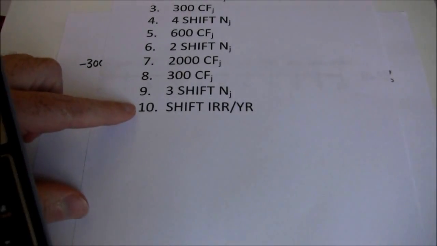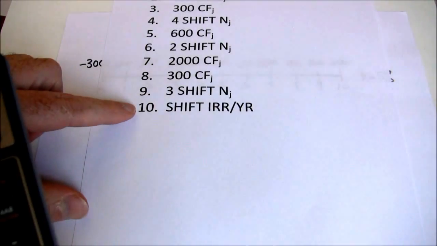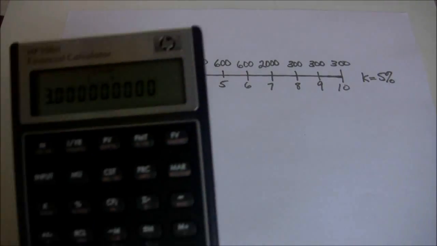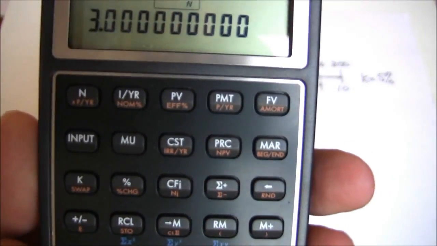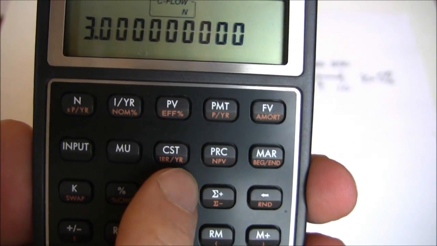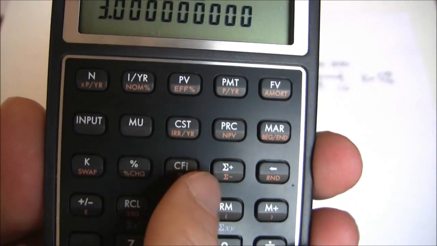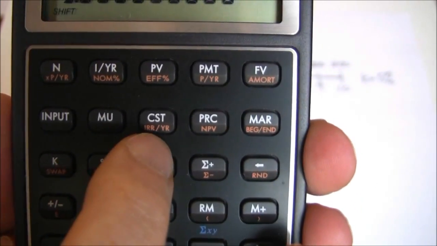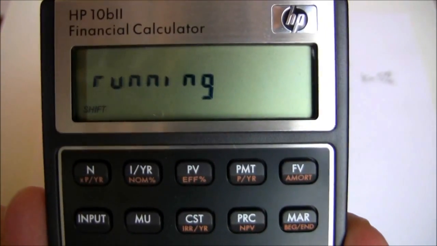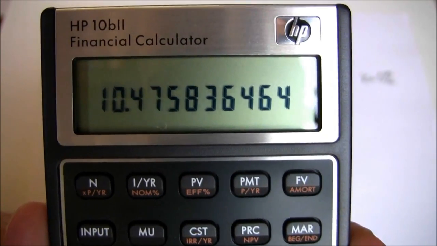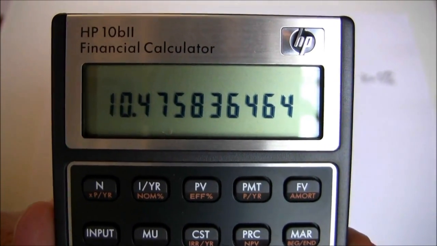Last thing we need to do is just solve for the internal rate of return. That's a shift function. You find it on your financial calculator. See it right up here. It's the shift of the CST button. So in order to solve for that, just do shift, internal rate of return per year. Takes a second to calculate and gives you your answer of 10.48%.